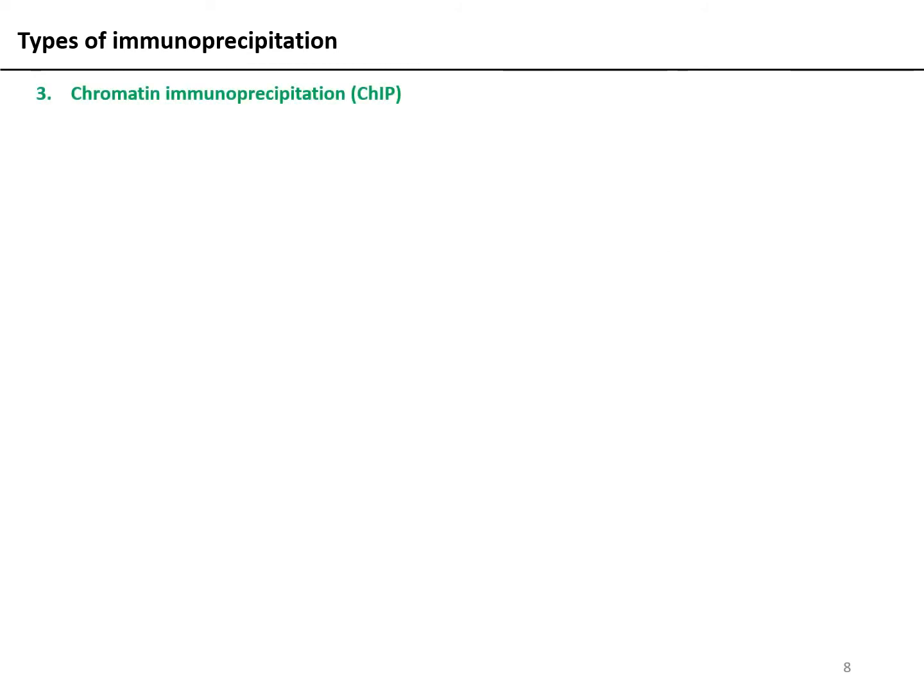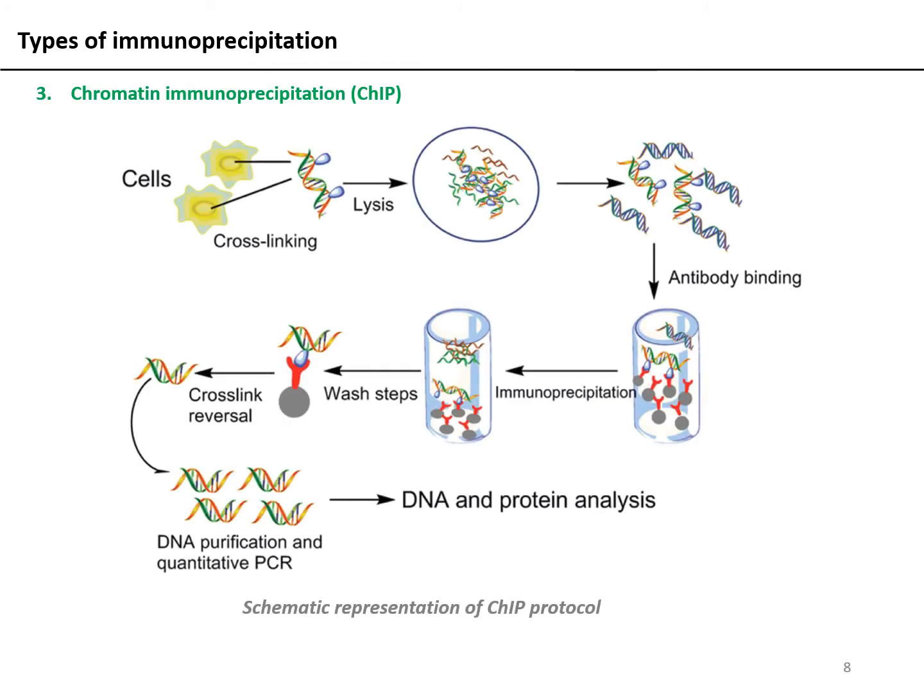So if we take a look at the schematic representation of ChIP, you have your cells. Before you lyse the cells, the first and foremost step is to cross-link by treating with formaldehyde. The major advantage of this kind of cross-linking is that no prior modification of either the protein or the DNA is required. You simply add formaldehyde and it will cross-link the genomic DNA with whatever proteins are in close proximity to it.